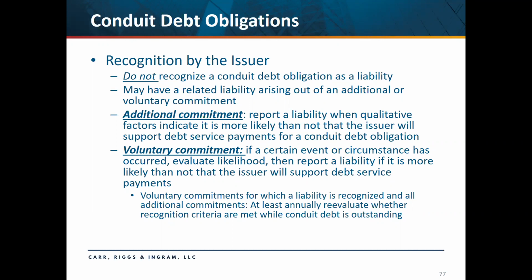And then the voluntary commitment, so if a certain event or circumstance is going to occur, then you report a liability, again, if it's more likely than not that the issuer is going to have to support that debt service payments. Remember, that issuer is going to be that government. Okay, so then you're going to have to, again, reevaluate these, whether, under those voluntary commitments, you have to annually reevaluate whether or not the recognition criteria is met on the debt that's outstanding.